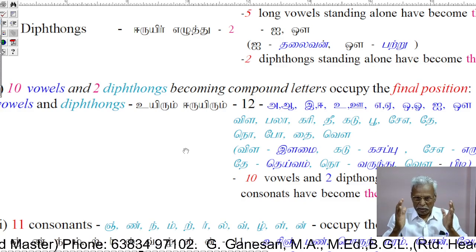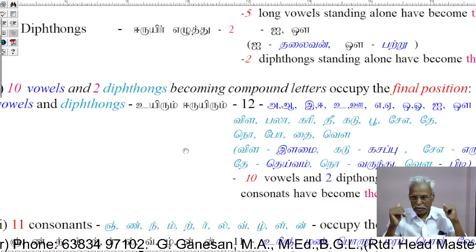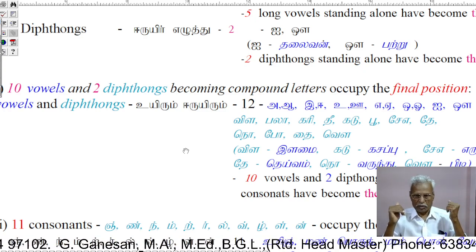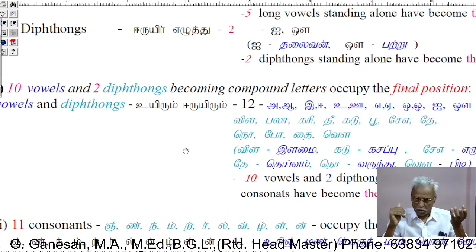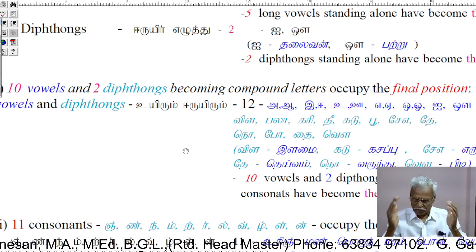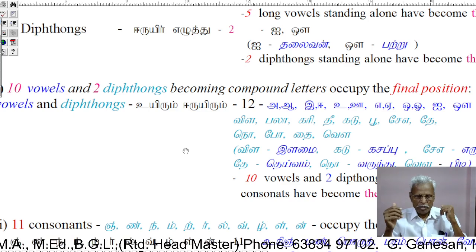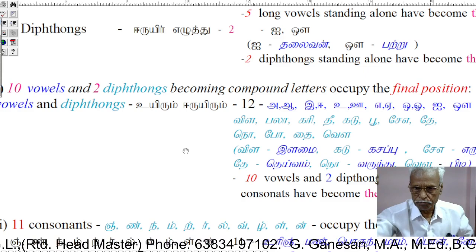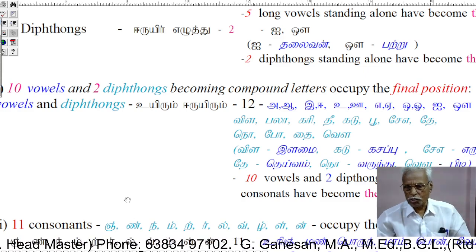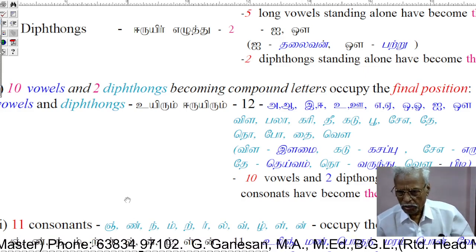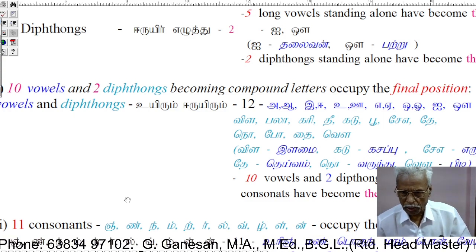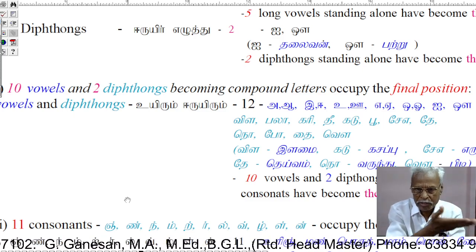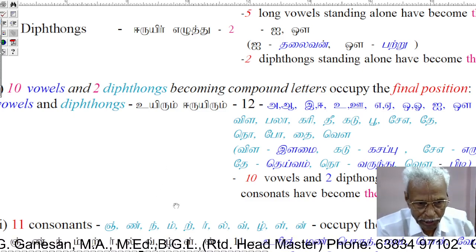See, Vida means youth. Then Kadu means bitterness. Se means buffalo. Te means God. No means suffer. Wow means hatch or green. Here, 10 vowels and 2 diphthongs combining with consonants have become the end. That I have already explained to you.